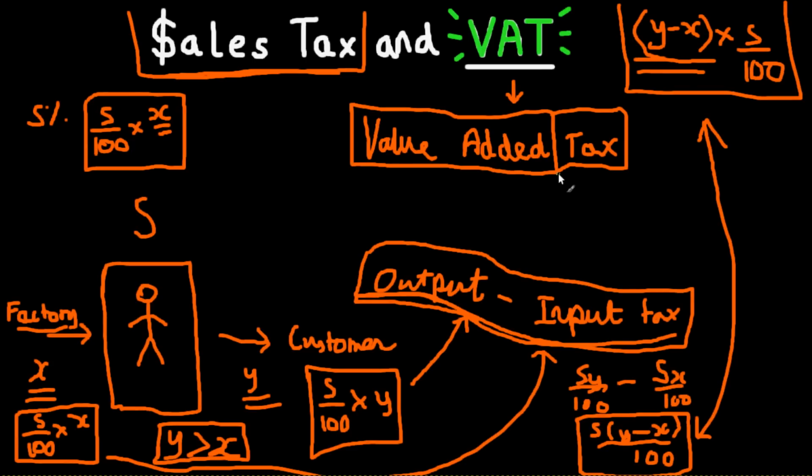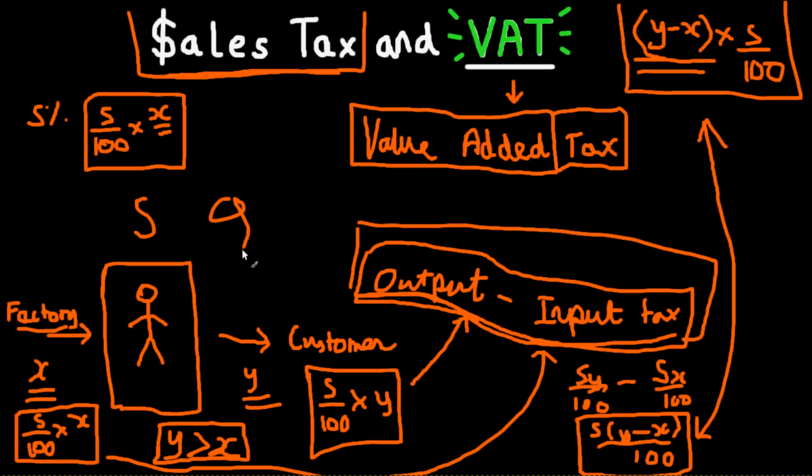This is the only thing you need to know. Just forget about how the shopkeeper pays that much to the government and all that. Just know this formula here: output minus input tax, which is what he pays the government.